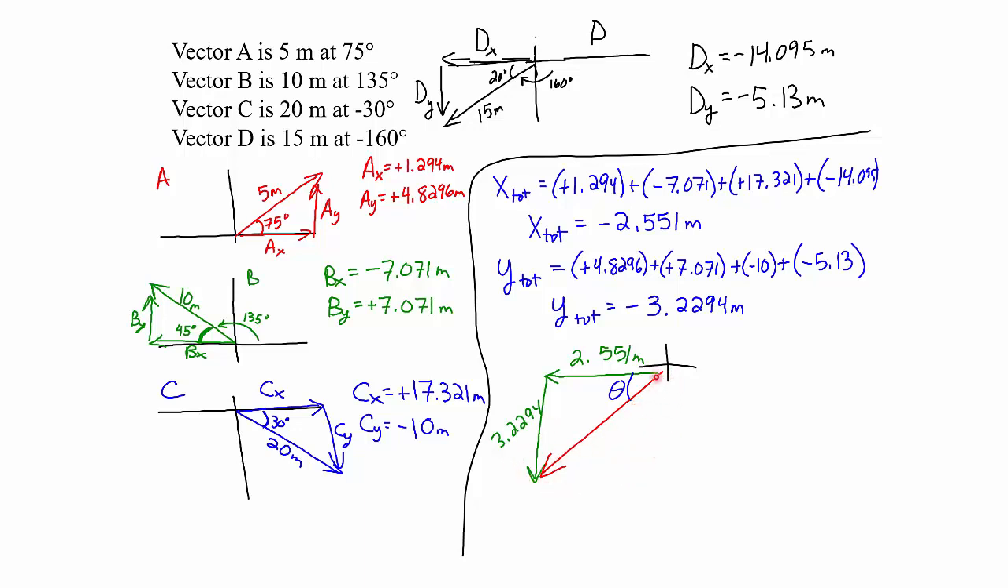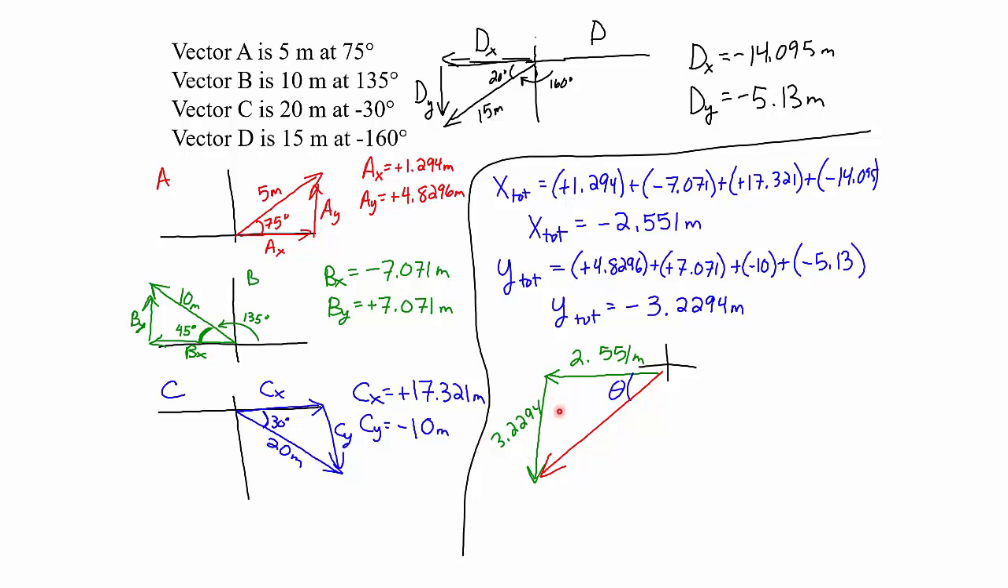To calculate the magnitude of the vector, that's finding this hypotenuse. And so I use the Pythagorean theorem to get the magnitude of that vector. A squared plus b squared equals c squared, or that hypotenuse is the square root of a squared plus b squared, or here is the square root of x total squared plus y total squared.